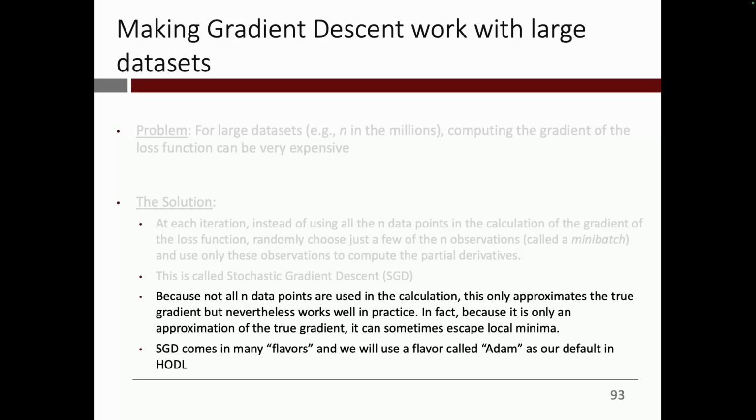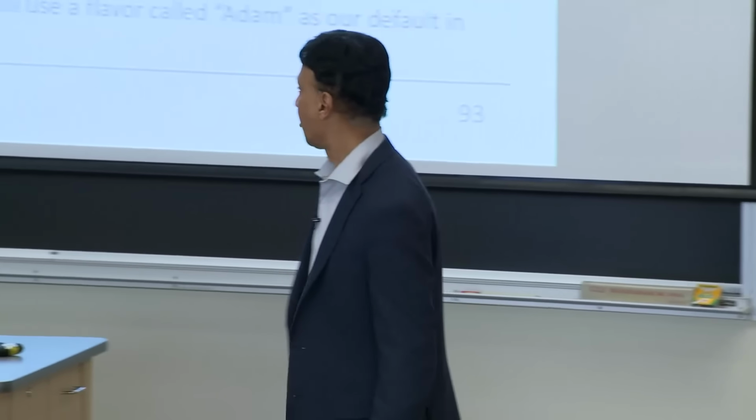Now, SGD comes in many flavors, many siblings. It's got a lot of siblings and variations. It's a big family. And we're going to use a particular flavor called Adam as our default in this course. And I'll get back to it when we get into the Colabs and things like that.